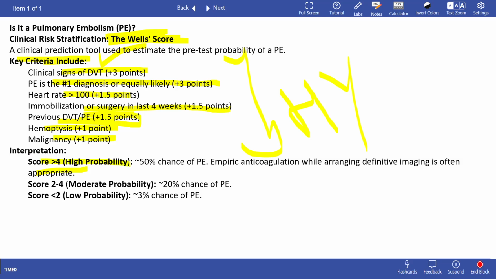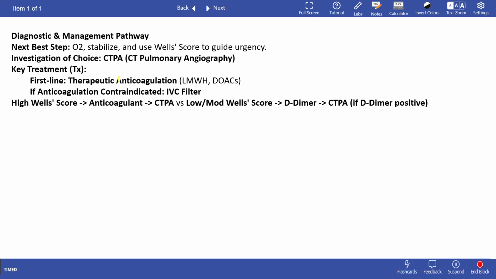Interpretation: a score greater than 4 would get you to the high probability, which is a 50% chance of PE. Empiric anticoagulation should be started. A score from 2 to 4 is moderate probability, and a score less than 2 is low. So you first stabilize the patient, and then you do CT if it is high probability.